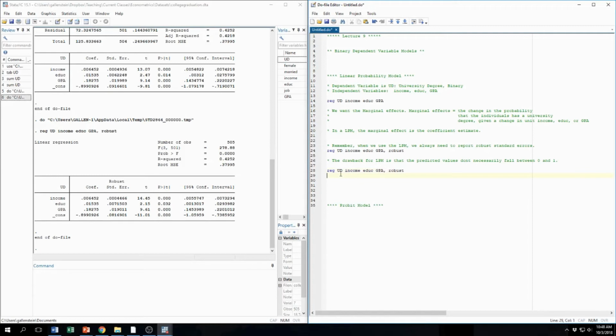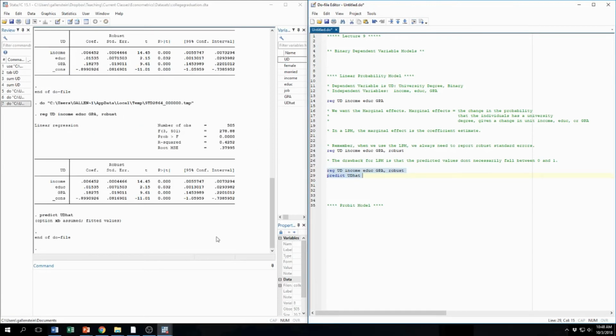When I say predicted values, that means we're generating the predicted probabilities that an individual will have a university degree or not. So what we do is we do predict. We're just going to give it a name. We'll call it UD hat. This is going to be the predicted variable for the dependent variable. Predicted UD hat. We're going to calculate this.